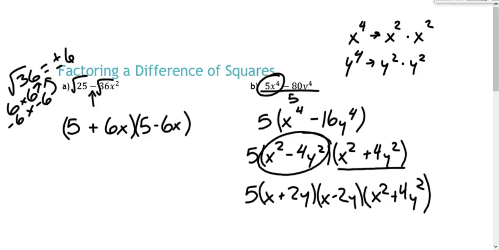Okay. So factoring a difference of squares, make sure that you check that they're perfect squares. If they're not, check to see if you can factor something out to create perfect squares. If it's a variable to the power of 4, that's a perfect square. And keep going until you can't factor anymore.